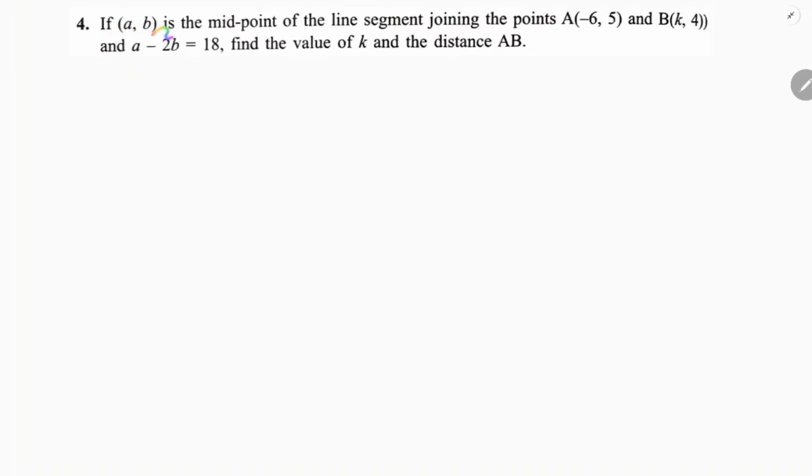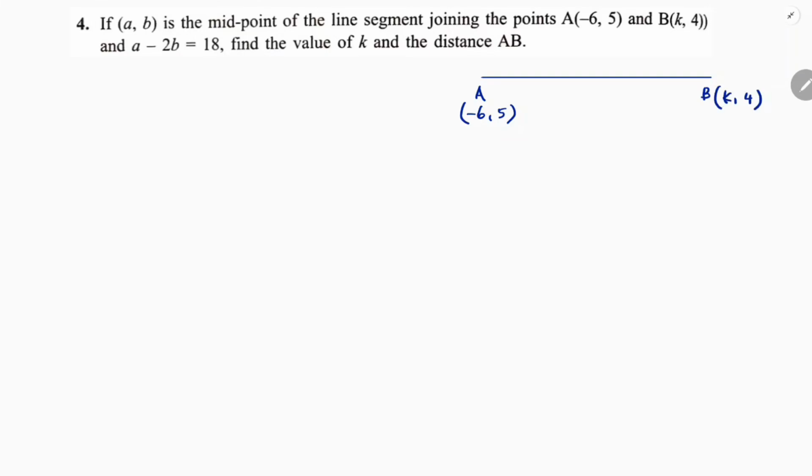If (a, b) is the midpoint of the line segment joining the points A and B, and a minus 2b is 18, find the value of k and the distance AB. So here, clearly given that (a, b) is the midpoint of AB. A is (-6, 5). B is (k, 4).